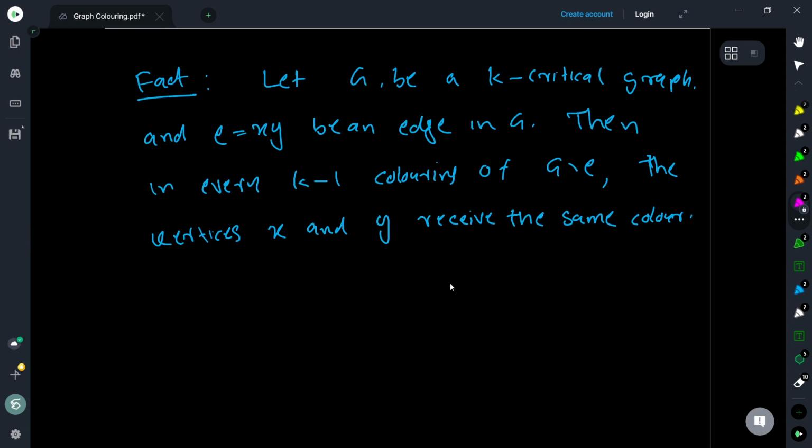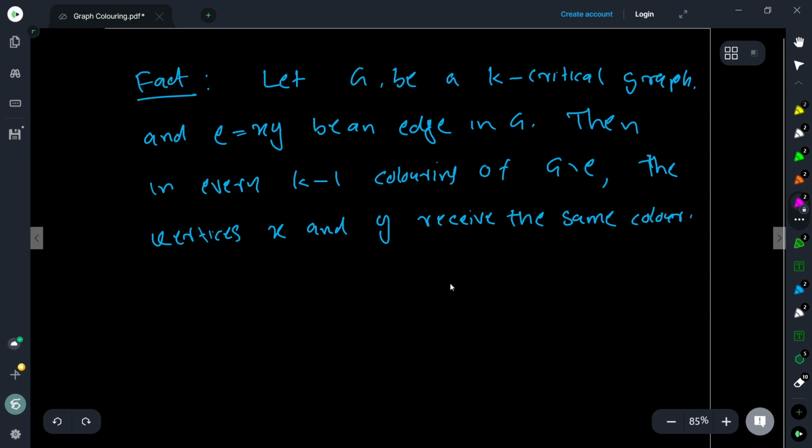Now here is a fact that you can try to think about. If G is a k critical graph and e equal to xy is an edge in the graph, then in every k minus 1 coloring of G minus e, the vertices x and y must receive the same color. Because if not, then adding the edge will not create any issue. Just this observation, you might need it later to prove some questions.